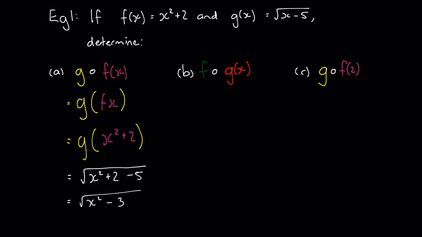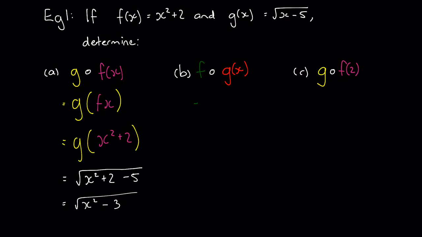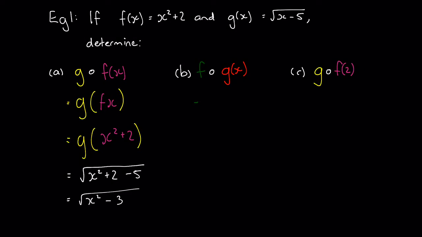Example B, f of g of x. Again, we can rewrite this in a form that's a little bit simpler to understand. So it'll be f of, and then g of x in the middle. That's what's getting substituted into function f. And we can then substitute. So the red function is going to get substituted into f of x. So the red function is g of x, which is the root of x minus 5.